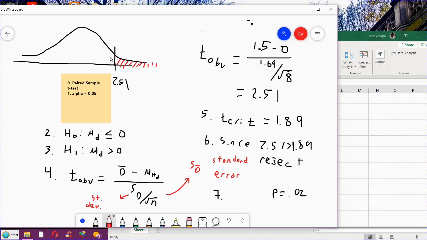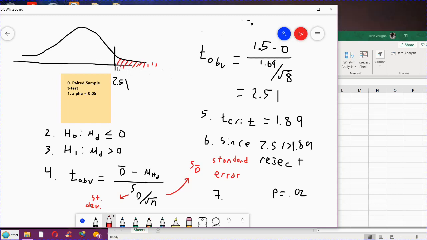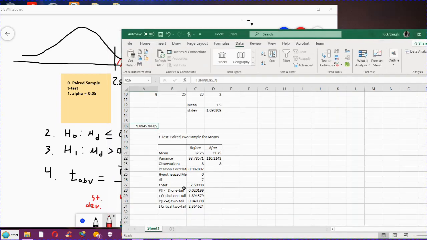So what I want to do is use that T.DIST to find the area underneath the curve, and then I'm going to do 1 minus to get the area above, because remember, Excel is always going to give me the area below when I use the T.DIST function. So let's see if we can't come up with that same one-tail p-value, 0.020199.